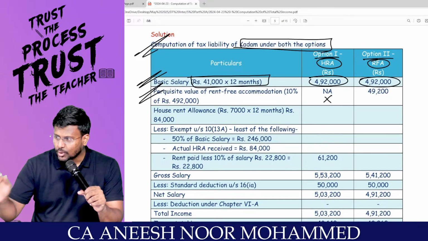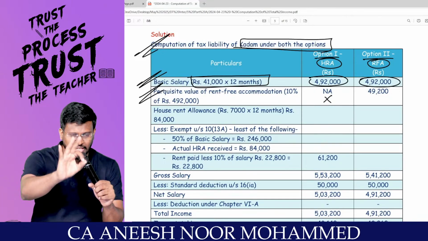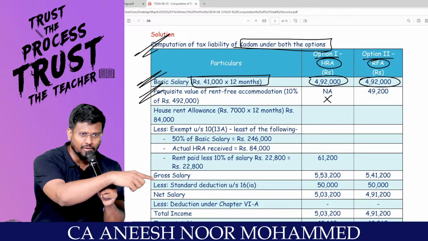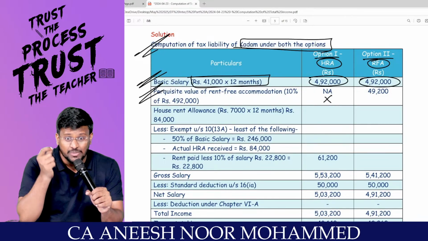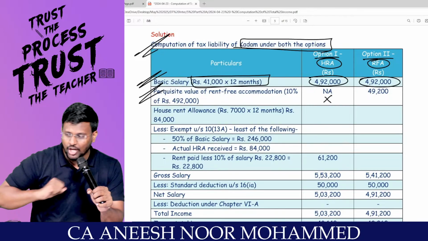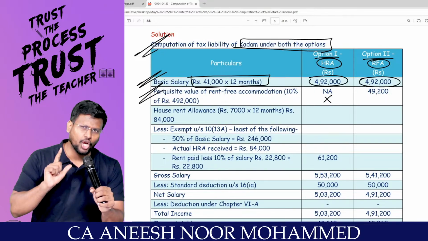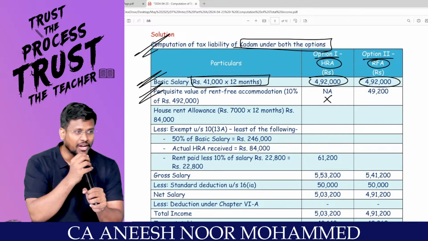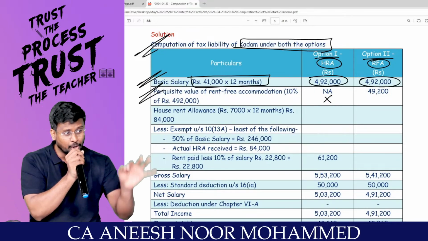Sir, that perquisite is based upon three things. Government employee, other than government employee. Government employee license fee is determined by the government. Other than government employee is classified into three categories: accommodation owned by the employer, taken on lease, provided in hotel. If accommodation is owned by the employer, it is based upon population.